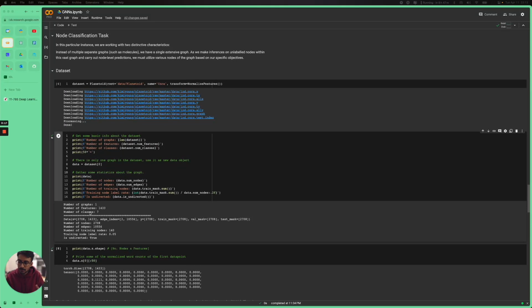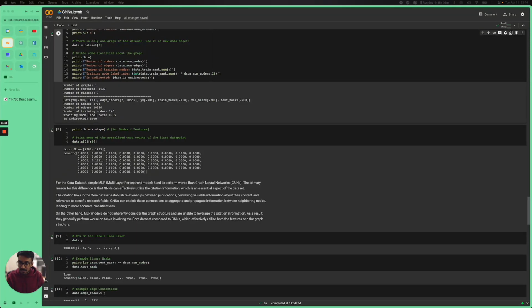So moving on, we're going to go to the next task at hand, which is node classification. Here, instead of having multiple separate graphs, such as molecules, we have a single extensive graph. The dataset we're trying to work with here is a citation network, where nodes represent documents. Each node is described by a 1,433 dimensional bag of words feature vector. Two documents are connected if there exists a citation link between them. The task is to infer the category of each document. There are 7 categories in total. That's the dataset we're going to be working with here.